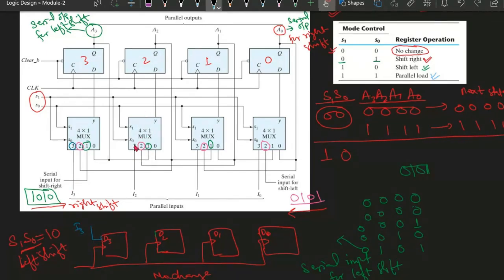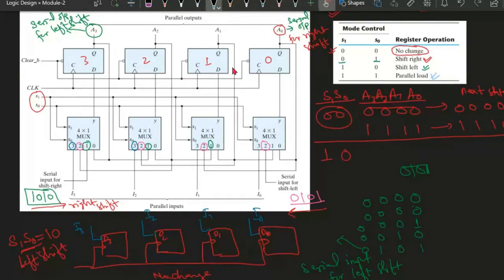Similarly, in the second flip flop, the input D will be connected with I2 because the select lines are 1 1. So this output will be input to D2. So I2 is connected here. Similarly, I1 is connected here, and similarly I0 is connected here.